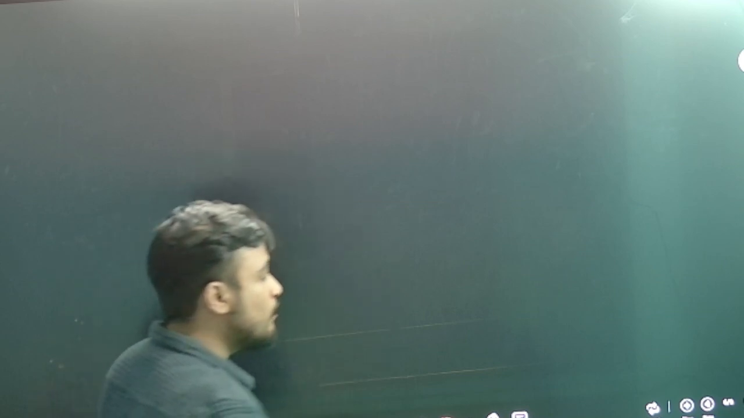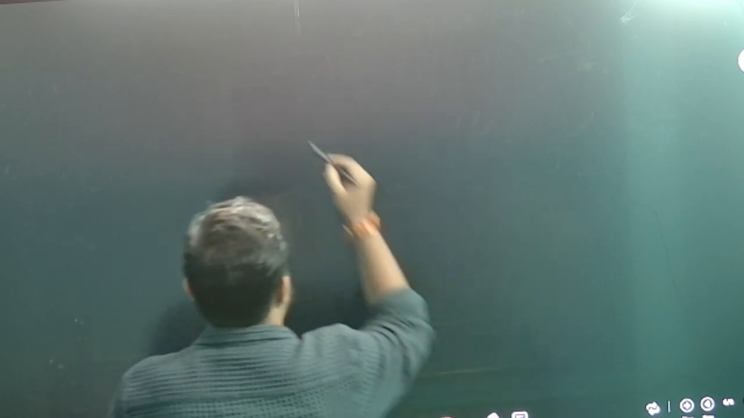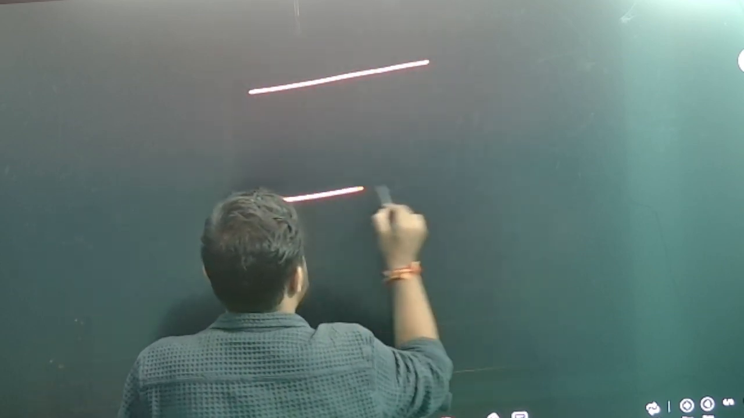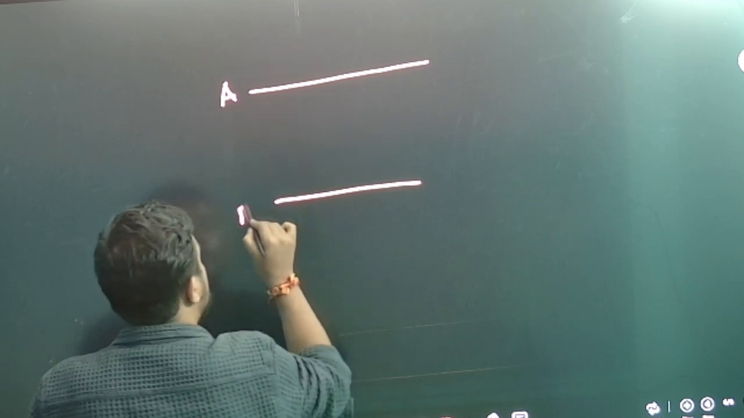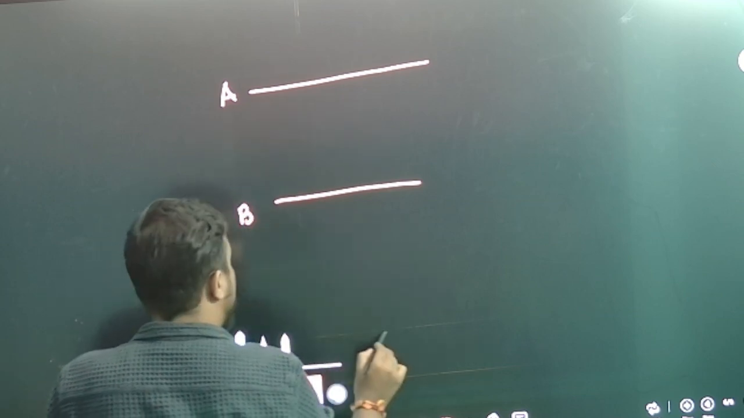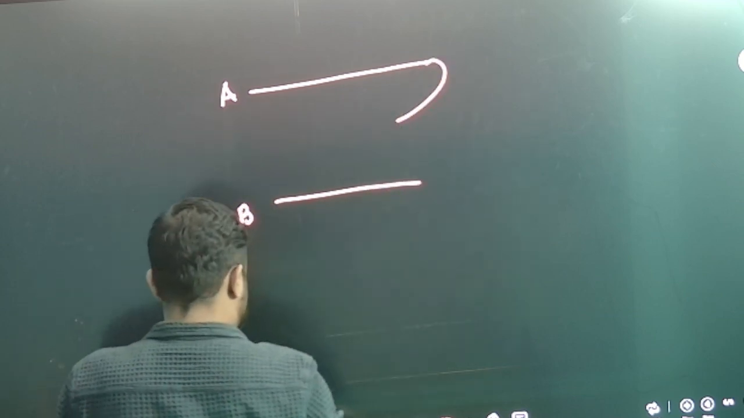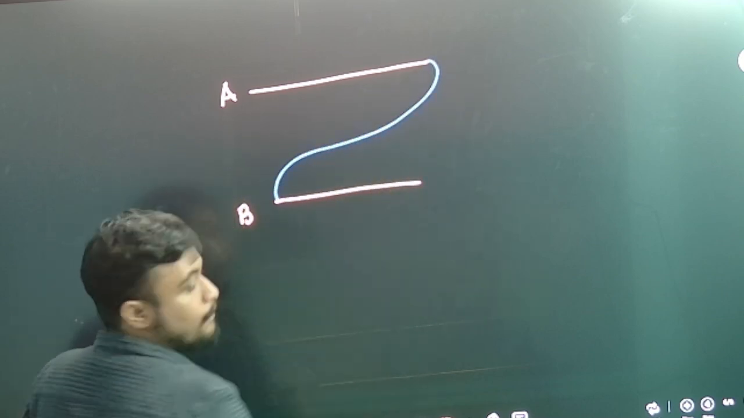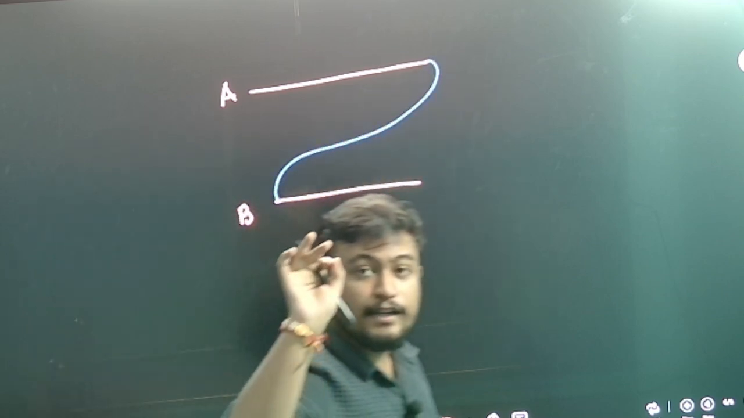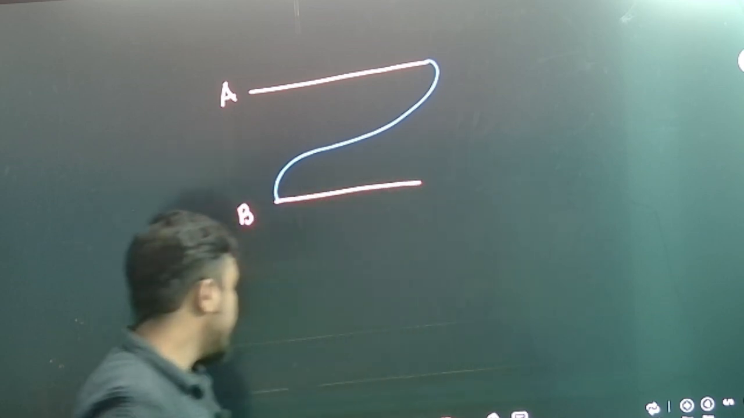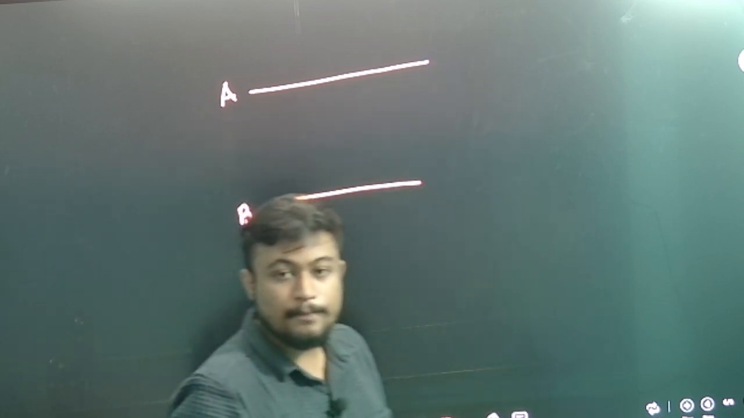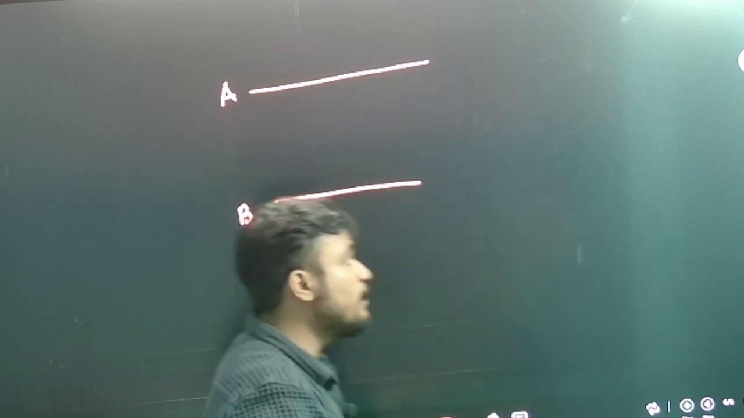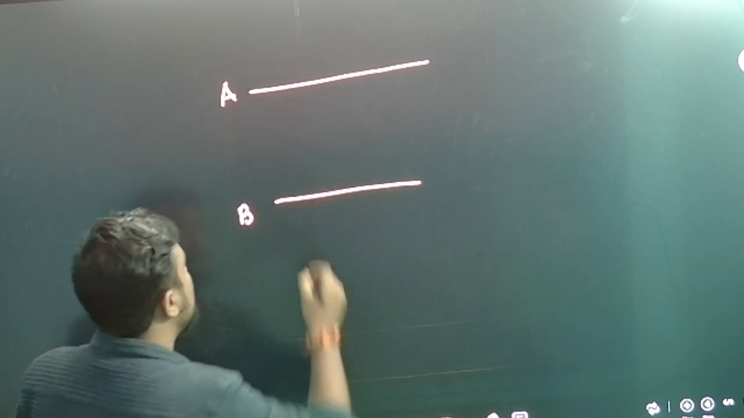Now what is activated insulin? What the scientists have done, suppose this is A chain, this is B chain, and connecting this A and B chain, there is this C chain, right? Now what the scientists have done, they have removed this C chain.